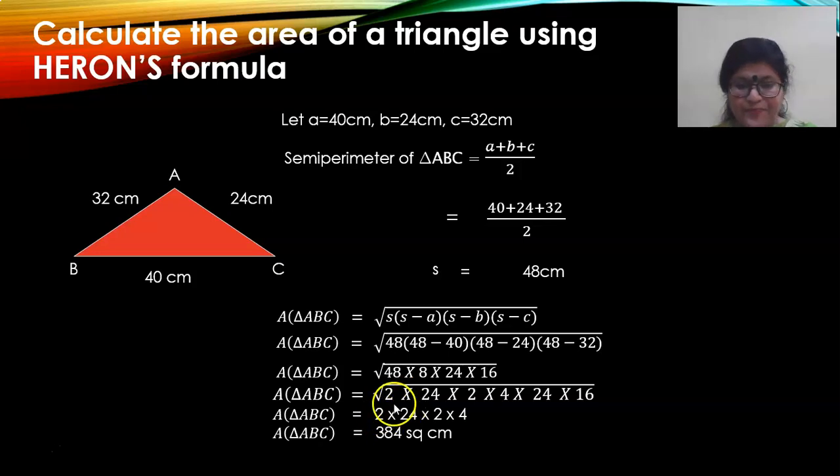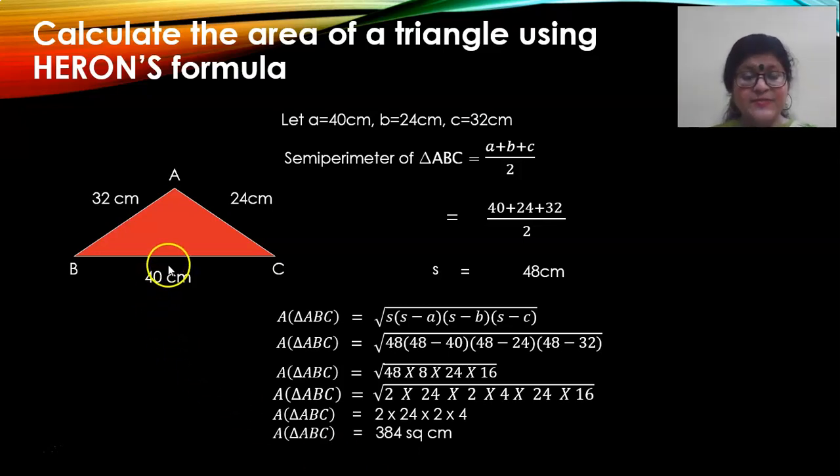Okay. Now next step. Square root of 2 into square root of 2, that is, what is root 2 into root 2? Root 2 into root 2 is 2. So 2 will come out. Then you have root 24 into root 24, so another 24 comes out. Then you have square root of 4, square root of 4 is 2. And square root of 16 is 4. Multiply these four numbers. You will get the area of triangle ABC equal to 384 square centimeter.